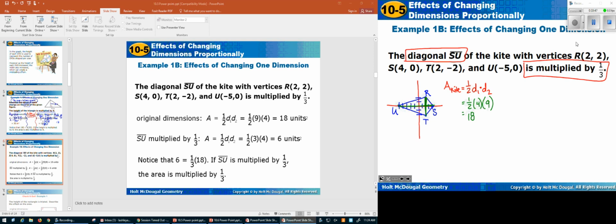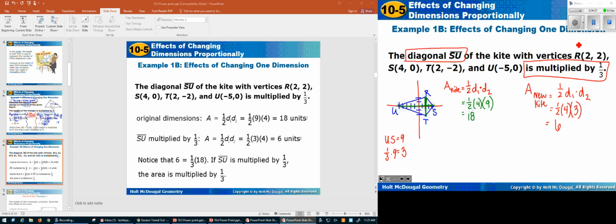Now we're going to find the area of the new kite, which is going to be 1/2 diagonal 1 times diagonal 2, but this time we're going to take that US and multiply it by how much? 1/3. So what was the length from U to S again? 9. And so if we take 1/3 times 9, what is our new US? 3. Okay, so the first diagonal we're not changing, it is still 4, but the second diagonal is now 3. Is everybody following what we're doing? Okay, what's half of 4 again? Times 3. So now our new area is 6.